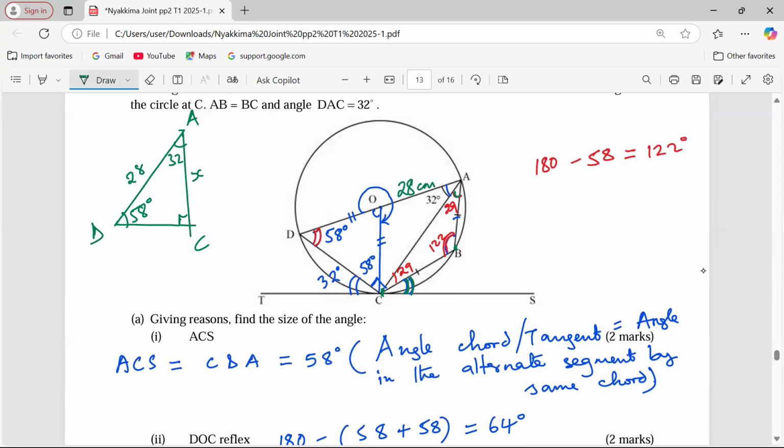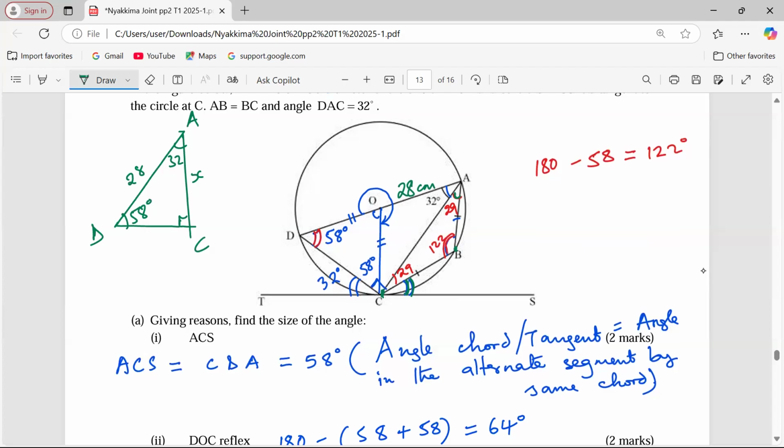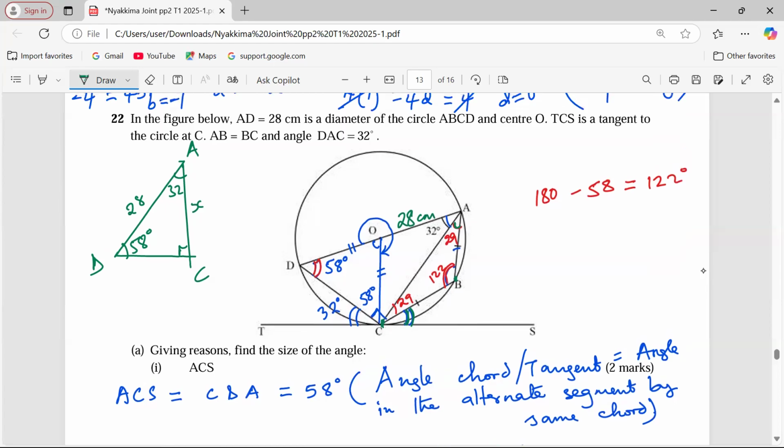It's high time for you to remember that the sine of 32 will be equal to the cosine of 58. The sine of 58 will be equal to the cosine of 32, because they are complementary angles. They add up to 90. So sine of one equals the cosine of the other. So we can use any of those ratios.